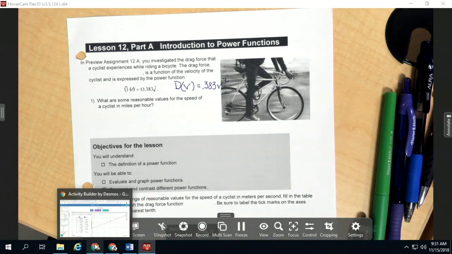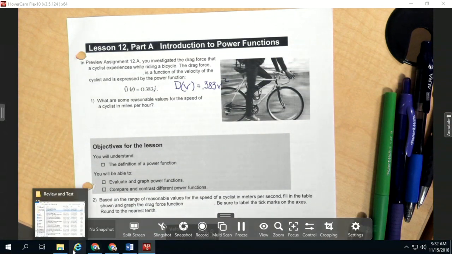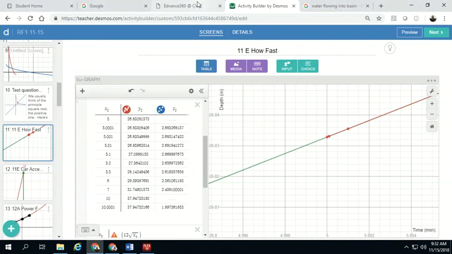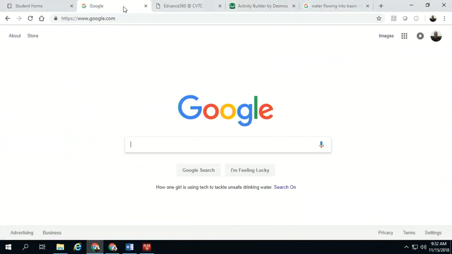Well, have you ever gone faster than 15 miles an hour on a bicycle? How are you doing it? Downhill. Going downhill. Interestingly enough, I do have a video of a person going downhill on a bicycle. Let's see if we can find that picture.